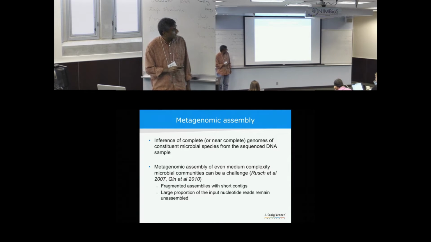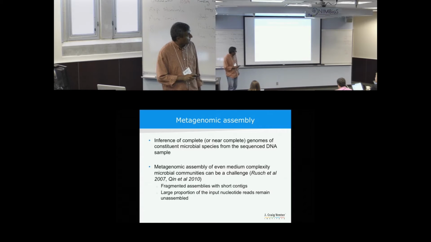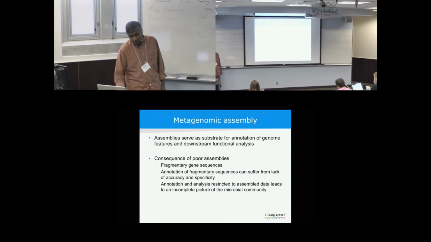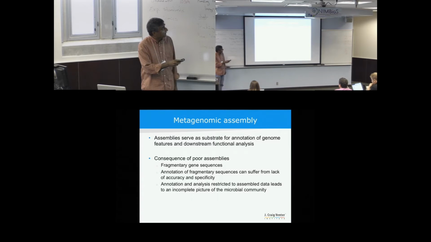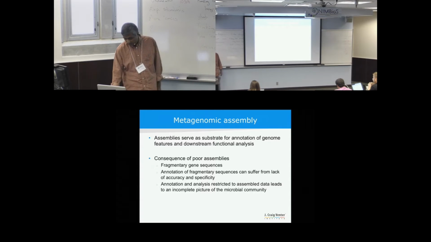And same with a couple of other larger projects, the MetaHit Consortium project, looking at the human intestinal tract communities. Essentially, this notion of fragmented assemblies with short contigs and a large fraction of the input reads being unassembled. Well, as we know, assemblies serve as substrate for a whole bunch of downstream analysis. And there are consequences of poor assemblies, namely, you get fragmentary gene sequences. Annotation can be a problem. And essentially, annotation analysis is often restricted to assembled parts of the communities, which is not a good thing to do.